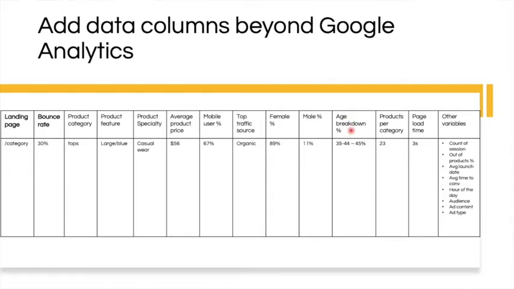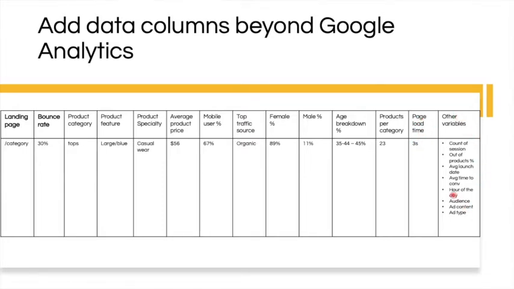So basically you can see for 18 to 24 what the user percentage is, for 25 to 34 what the user percentage is. So for each bracket you can look at the percentage. And also you can look at the products per category, because some product categories might have only a few products, some categories might have like 1000 products. That's also important. And then the page load time, you need to get the page load time for each category.